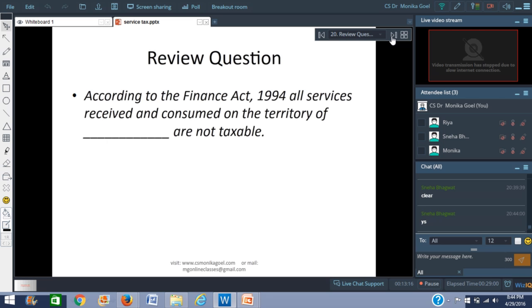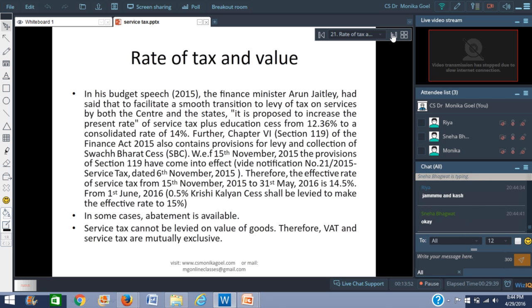Okay. So if it is clear, then give me an answer to this question. According to the Finance Act 1994, all services received and consumed on the territory of dash are not taxable. This is something which is easy. All the services received and consumed on the territory of dash are not taxable. Outside India is fine. The answer should be Jammu and Kashmir. Very good. We can take it like that as well, because Jammu and Kashmir is also considered as outside India.